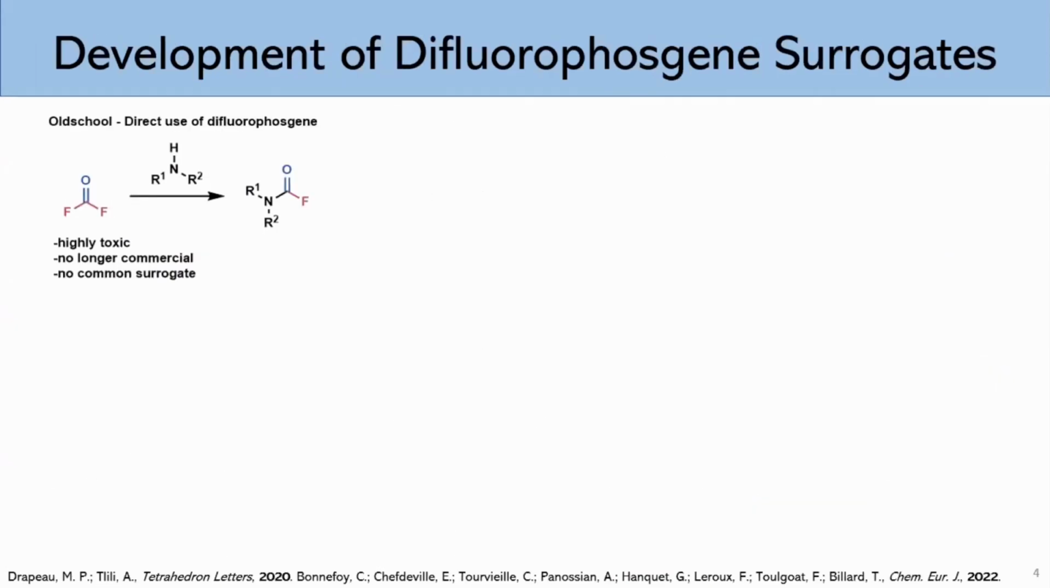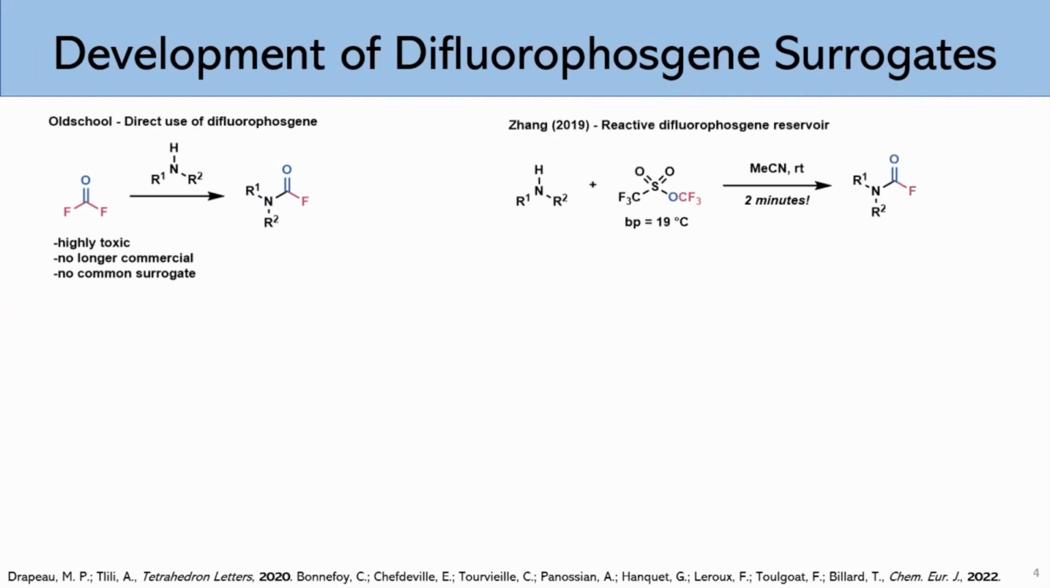So why are there only 3 papers on this so far, if they're so useful? The most obvious answer is probably just that they're kind of difficult to make. The original method, this old school reaction, is reacting a secondary amine directly with difluorophosgene gas, which is pictured, this very simple carbonyl compound. However, this is horribly, horribly toxic. It's not even commercially available anymore. And unlike the analogous phosgene, there is no common surrogate. However, some progress has been made on this front.